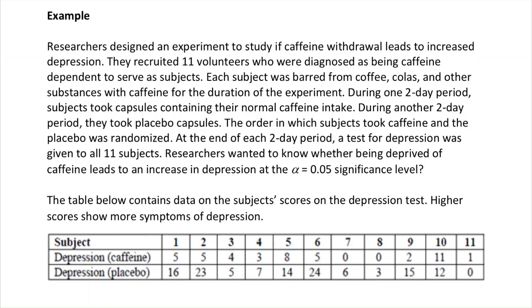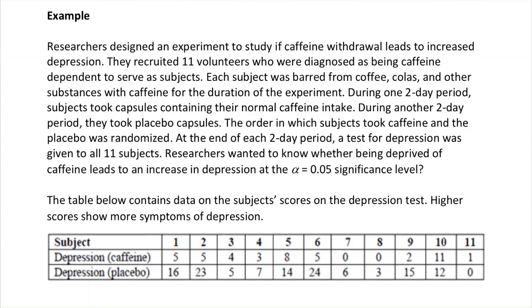Okay, that was a lot. So basically, 11 people who are known to be dependent on caffeine are put through this experiment where for 2 days they have caffeine, for 2 days they don't, but they don't know which order they're getting the caffeine and the placebo. And the question is, do we see that the actual withdrawal of caffeine on those 2 days with the placebo is causing an increase in depression?